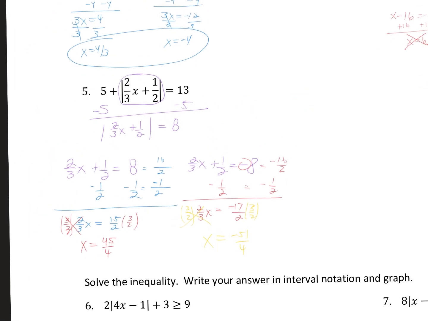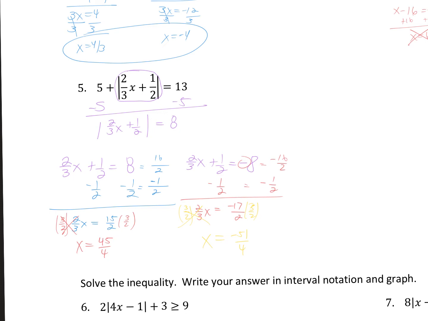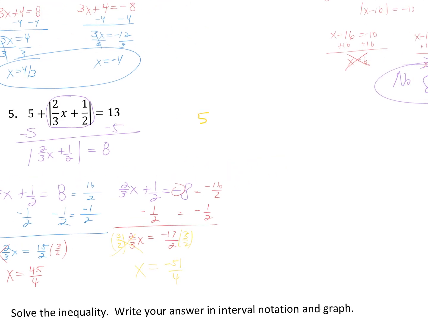Now, some of you are like, I am not plugging that back in. You should check your work, guys. You need to plug back in and check to see if the solutions are correct or not. The way that you would plug this back in, you have 5 plus 2 over 3. This first one is 45 over 4, right? Plus 1/2. Does that equal 13?